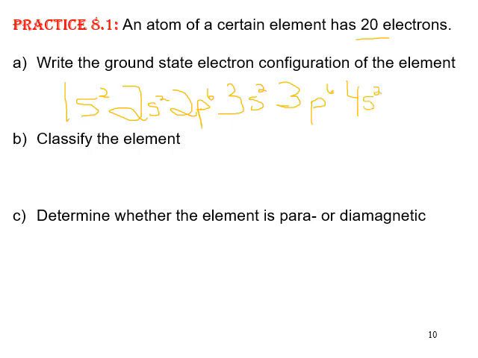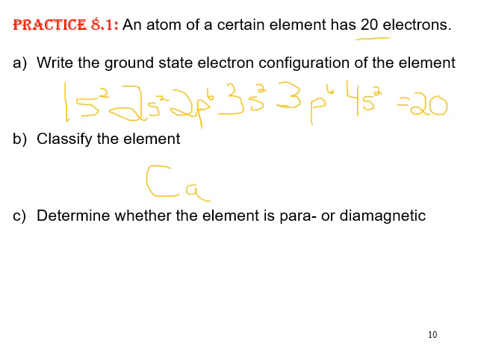So if you add all those up, you get 2, 4, 10, 12, 14. Wait, no, I added wrong. 2, 4, 10, 12, 14 plus 6 equals 20. So that equals the 20 electrons. And I didn't even know who it is, but who is it? Classify. It is an alkaline earth metal. It's calcium.